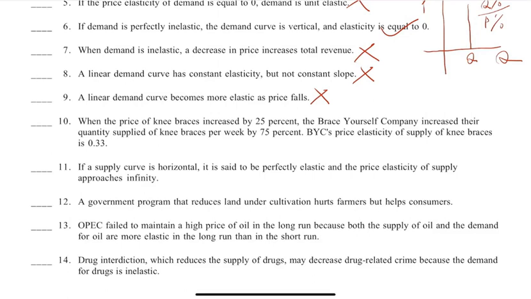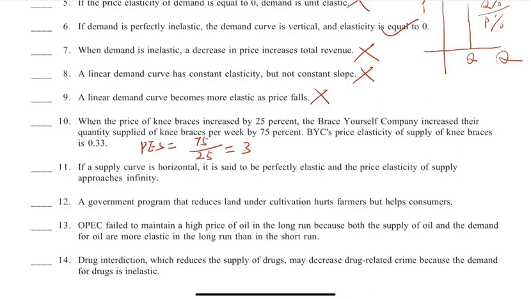So the price elasticity of supply is 0.33. Well, this is not correct because according to the definition of the price elasticity of supply, you should use the percentage change in quantity supplied divided by the percentage change in price. So here the price elasticity of supply equals 75% divided by 25%, which equals 3.